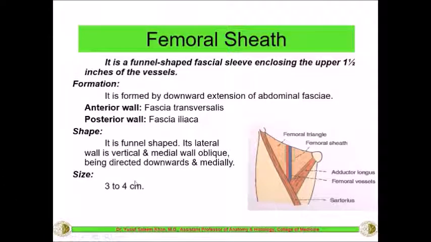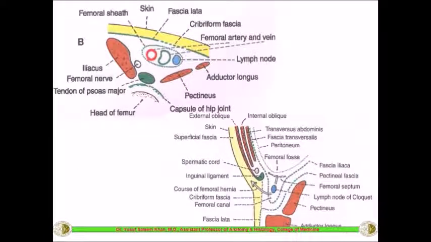The size of this femoral sheath is, as I said, almost 1.5 inches or 3 to 4 centimeters in length. And this is how it looks like when we take a cross section of the abdomen as well as the pelvis and the upper limb, and then you can see this is how this fascial sheath will look like after the skin, superficial fascia, deep fascia, deep to that, just below the inguinal ligament. This is how it looks like.